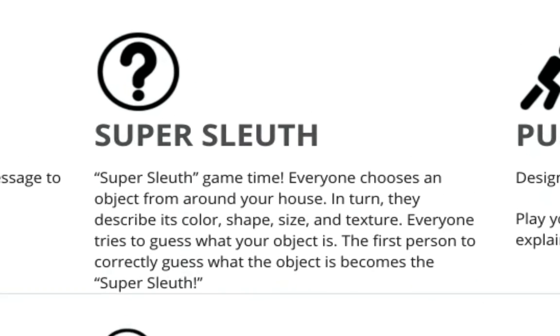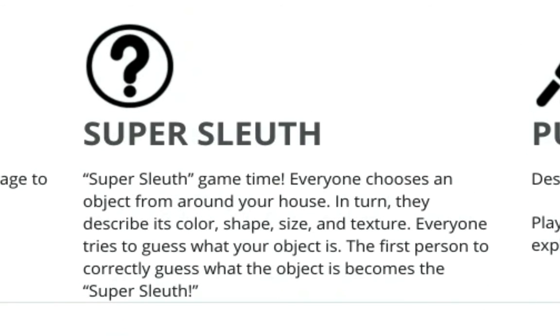So that's the idea. You pick an object, but don't let the other person see it. And you have to describe the color, shape, size of it, and texture and see if they can figure it out. Now you notice I couldn't give you hints like it's a fruit or you eat it. Those are not the things we're doing. It's color, shape, size, and texture.